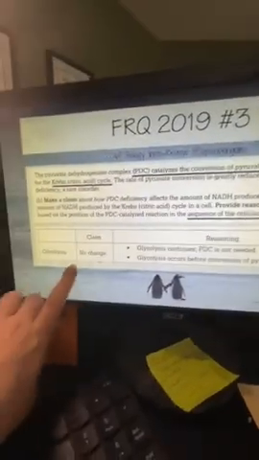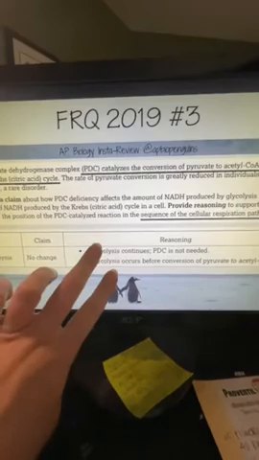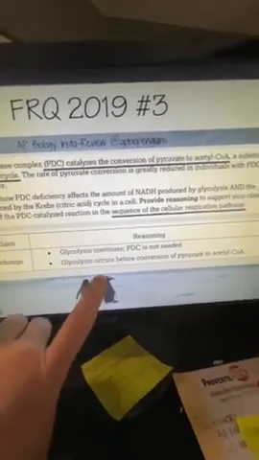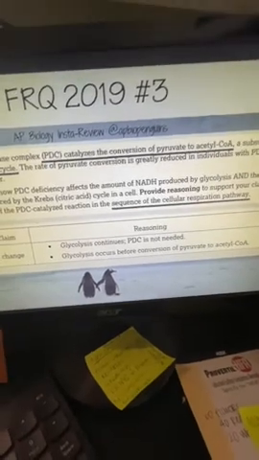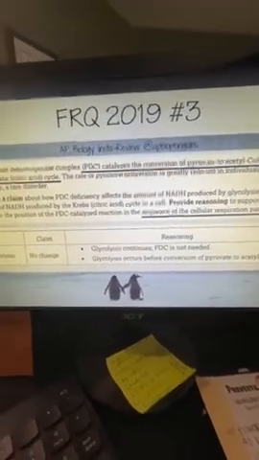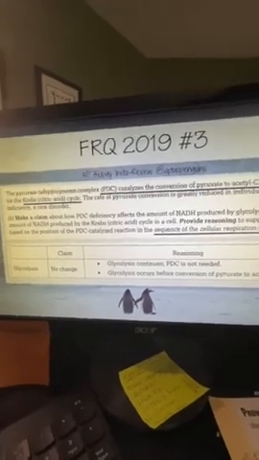So for the Krebs cycle, so glycolysis, you would find no difference or no change in the amount of NADH. And the reason why is glycolysis is going to continue. PDC is not needed. Or you could say glycolysis occurred before we made pyruvate. Your nemesis, Krebs cycle. That's okay. You'll figure it out.